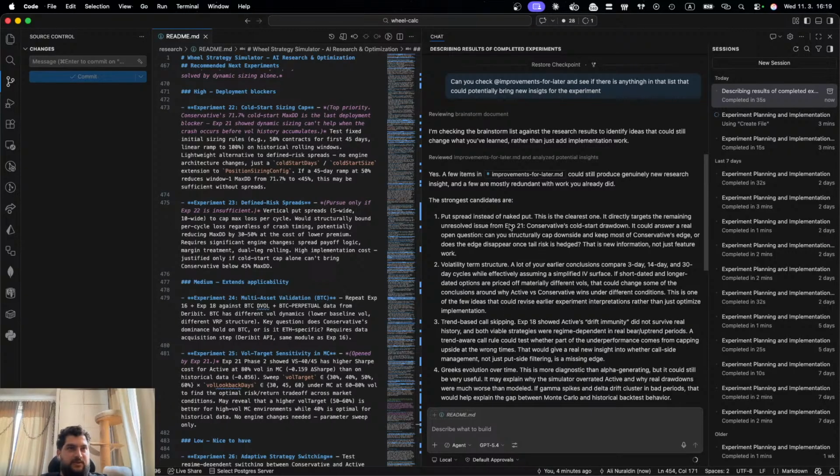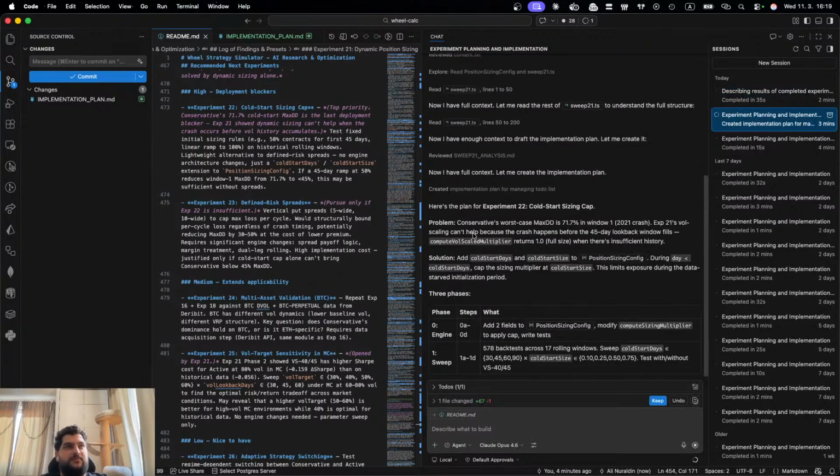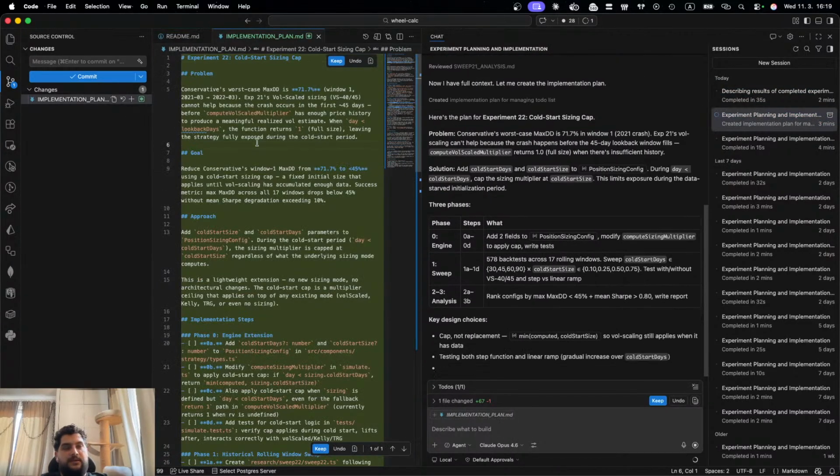Volatility term structure. A lot of your earlier conclusions compare 3-day, 14-day, 30-day cycles. Assuming a simplified IV surface, if short-dated and long-dated options are priced off materially different volatilities, that could change some of the conclusions. Okay, well, let's go back here. The implementation plan was just prepared. Take a look at it.